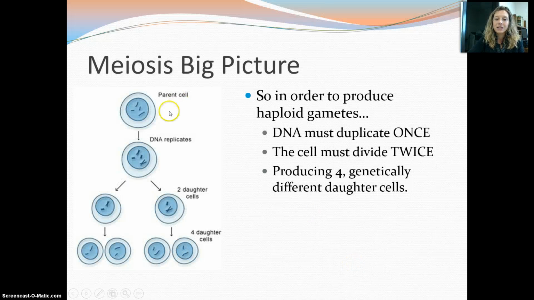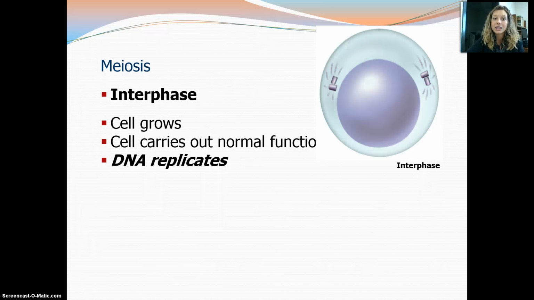Okay, so DNA duplicates once. Here's the big picture. The cell divides twice. So you're going to end up with 4 daughter cells that are genetically different from the original parent cell. So those are big differences you can see between mitosis and meiosis. And now we're going to get into the details.